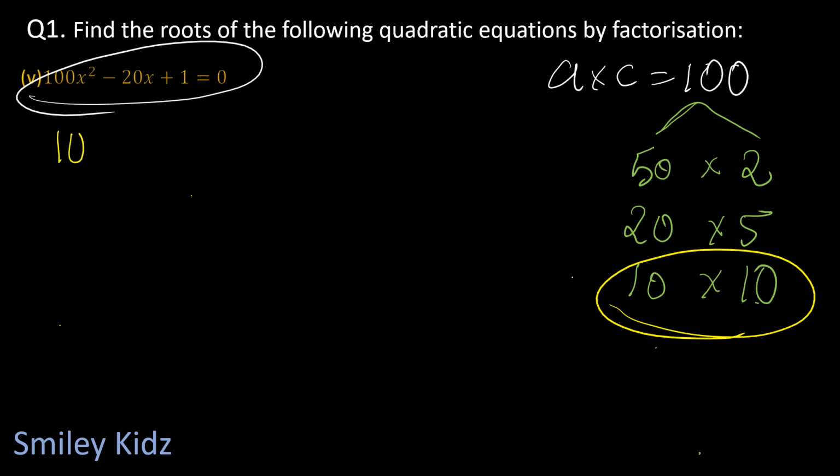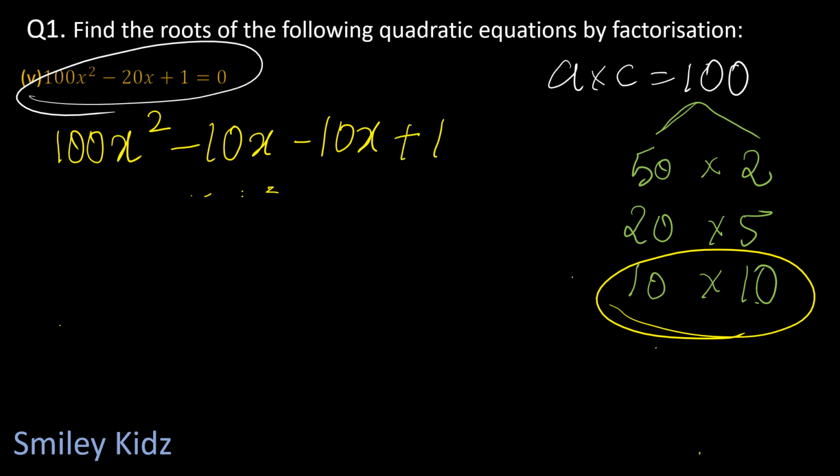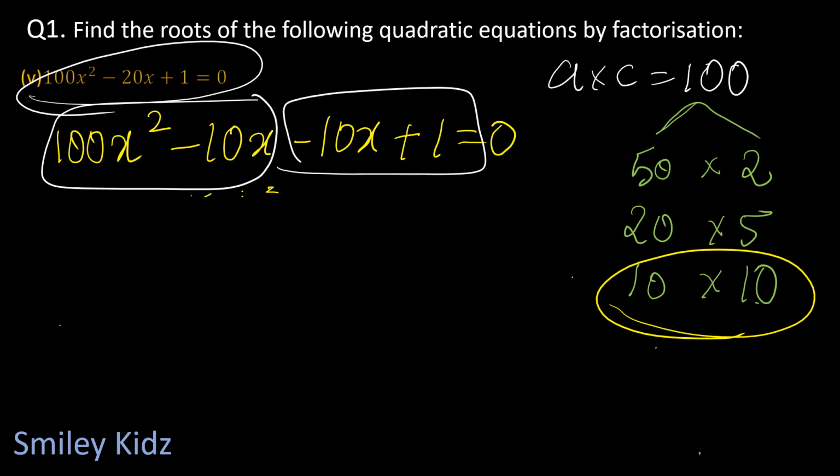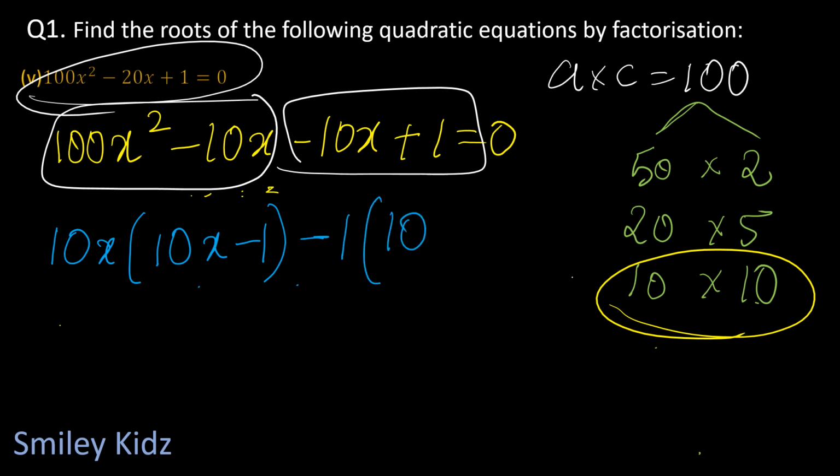So my splitting of middle term will look like this: 100x squared minus 10x minus 10x plus 1 equal to 0. And I have the sets yet again. On further simplification, I acquire 10x common, and I'll be left with 10x minus 1. And on the other hand, I can take out minus 1 common, and here I'll be left out with 10x minus 1 yet again, and I'm going to equate them to 0.